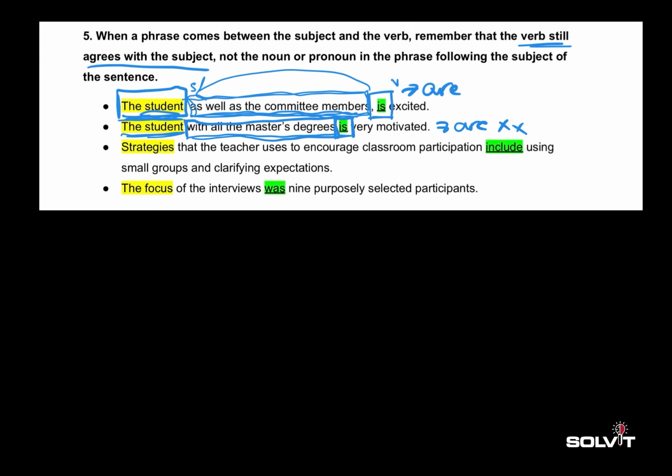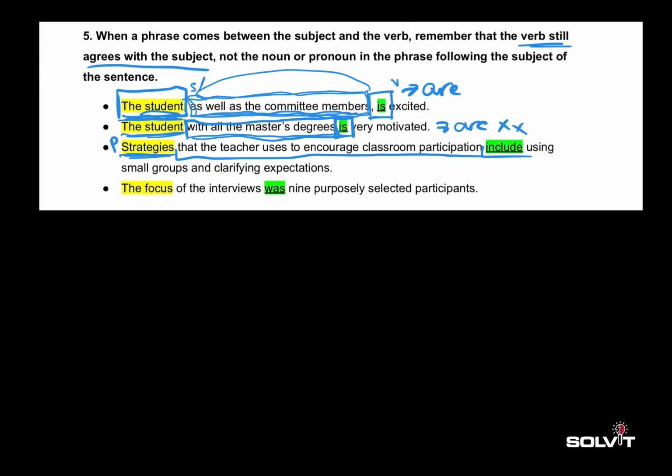Strategies that the teacher uses to encourage classroom participation include using small groups and clarifying expectations. So our subject is strategies and our verb is include. Now let's see, strategies is plural, of course, because the singular form of strategies would be strategy. So this is plural. Okay, there's an extra phrase over here that we will ignore when deciding what verb to use. Okay, so imagine that this phrase is not there.